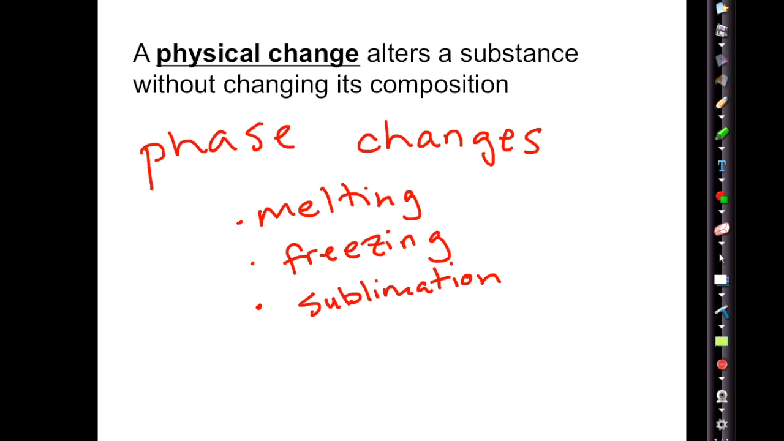But it's still the same chemical composition. It's still H2O. We have not changed the chemical composition, but we've altered the substance. So we see that phase changes are examples of physical changes. All phase changes are examples of physical changes.